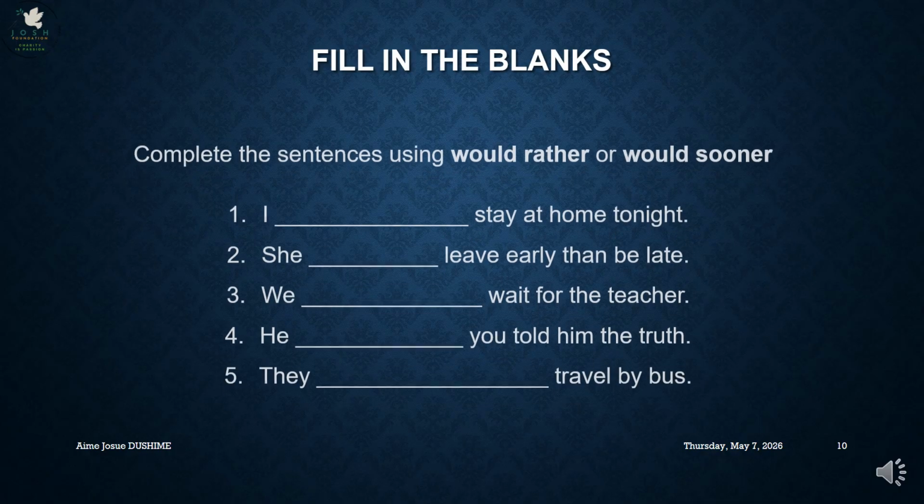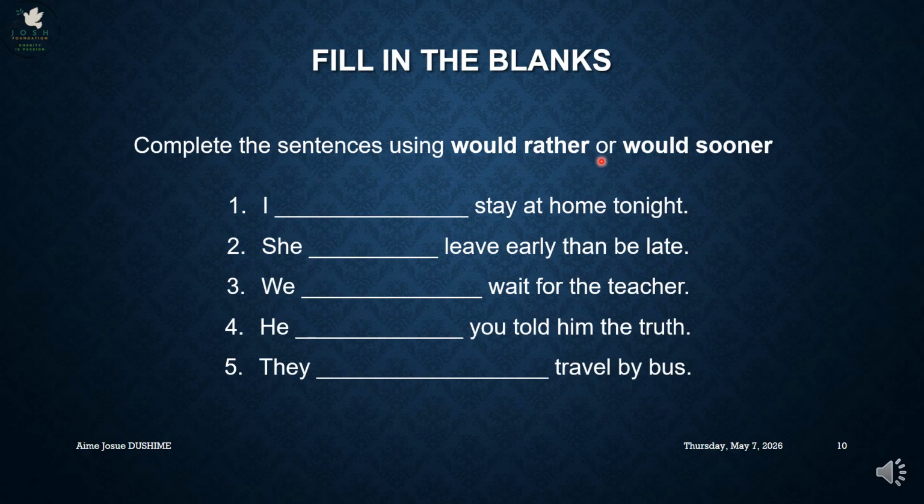Let's fill in the blanks here. Complete the sentence using would rather or would sooner. I dash dash stay at home tonight. She dash dash leave early than be late. We dash dash wait for the teacher. He dash dash you told him the truth. They dash dash travel by bus.